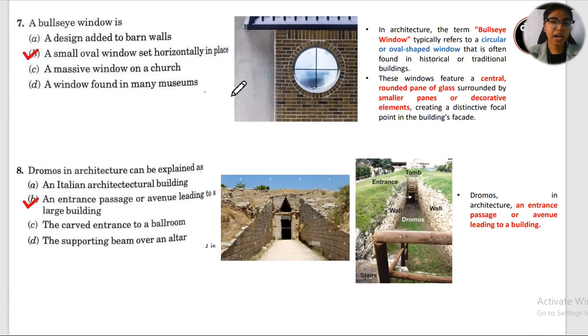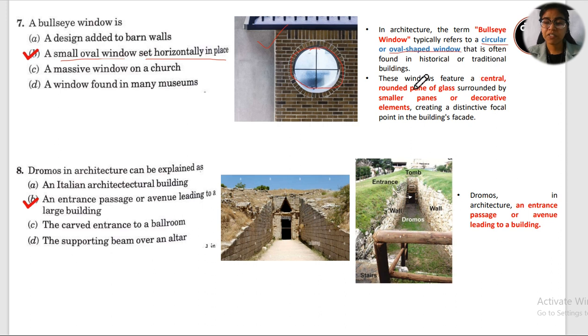A bull's eye window is... So this is your bull's eye window. Basically it is a small oval window set horizontally in place. This is your bull's eye window. Why bull's eye? Because of its circular or oval shaped window.